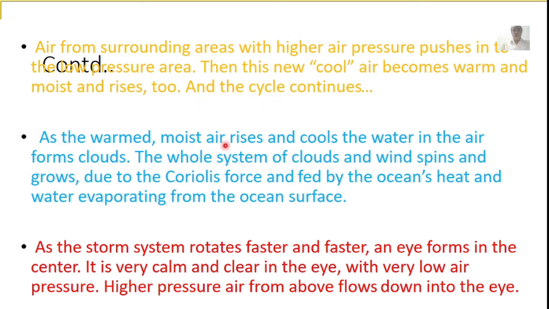As the warm moist air rises and cools, the water in the air forms clouds. The whole system of clouds and wind spins and grows due to the Coriolis force, and is fed by the ocean's heat and water evaporating from the ocean surface. As the storm system rotates faster and faster and an eye forms in the center, it is very calm and clear in the eye with very low air pressure. Higher pressure air from above flows down into the eye.